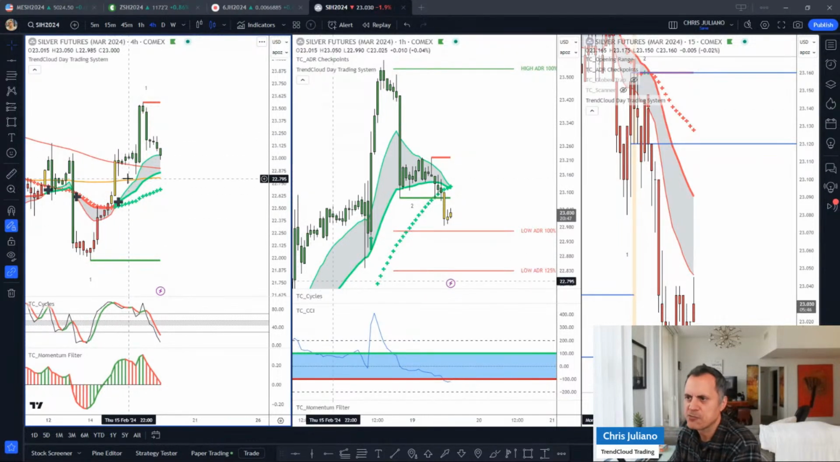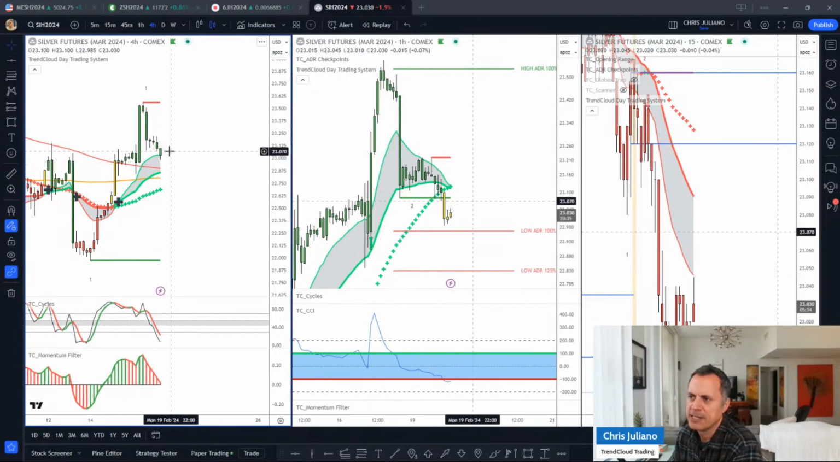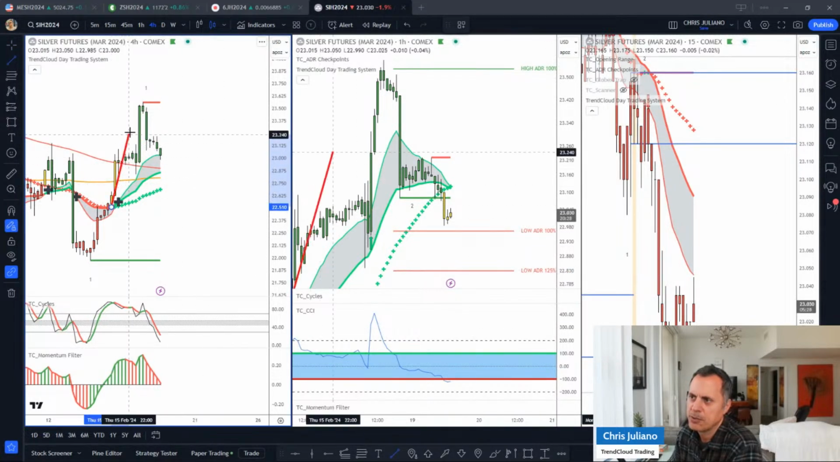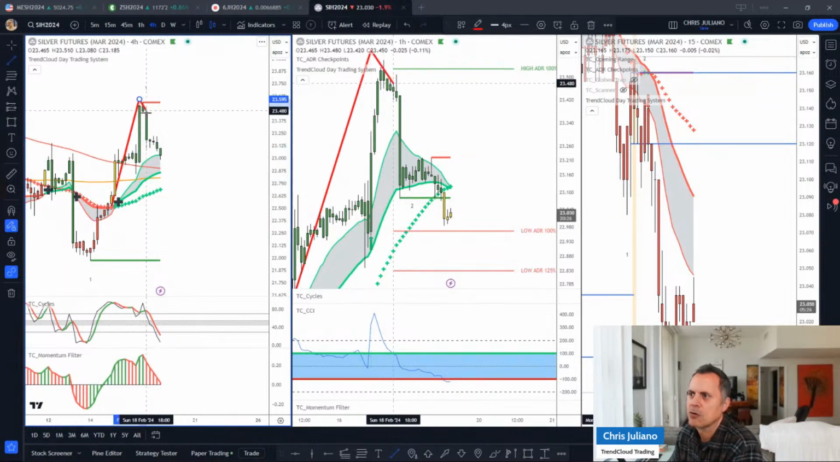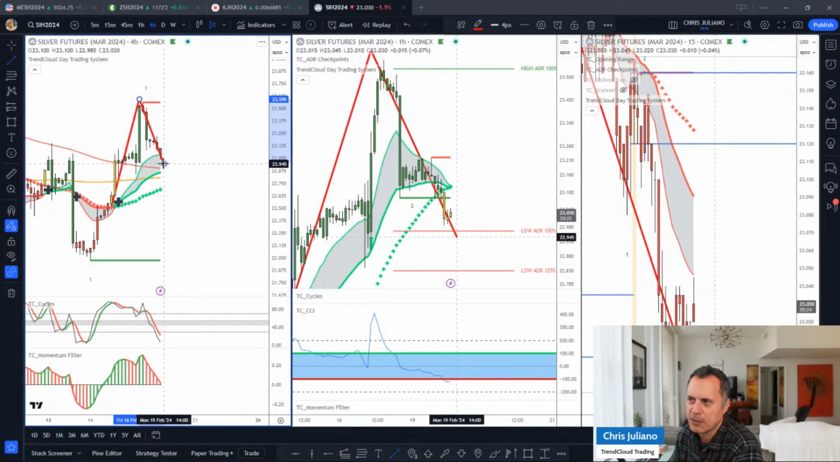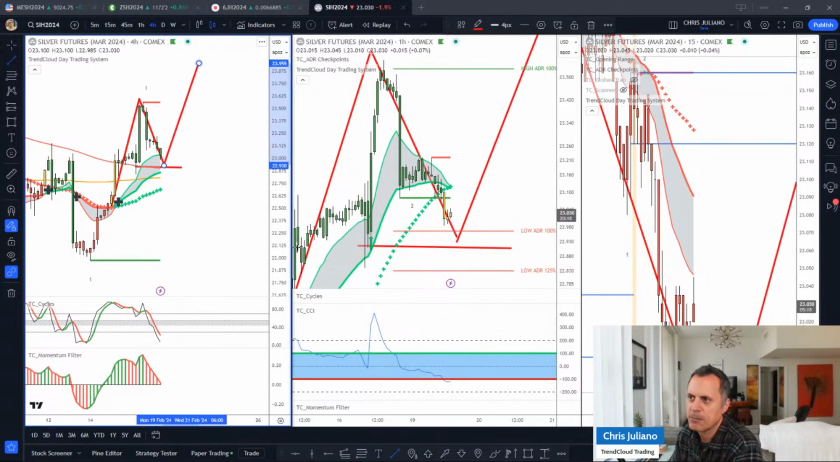Look how it breaks through the 100 simple and the 200 simple. It broke through both of those. And now it's pulling back into the trend cloud, right? So you know that price moves like this. Impulse up, correction into the trend cloud, finding support at that 200, and breaking back to the upside.